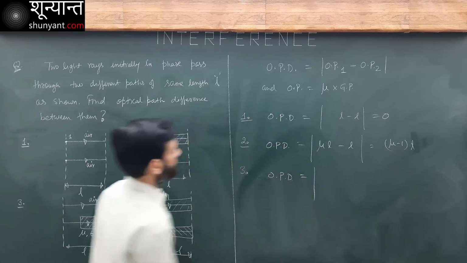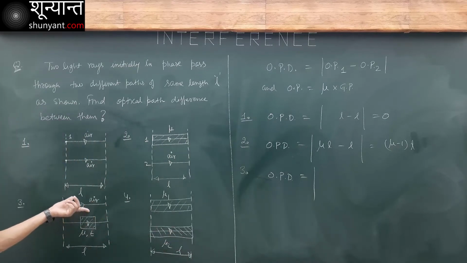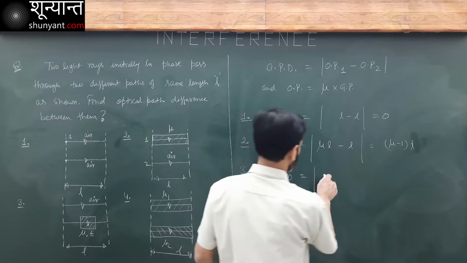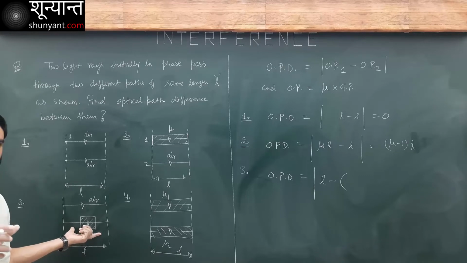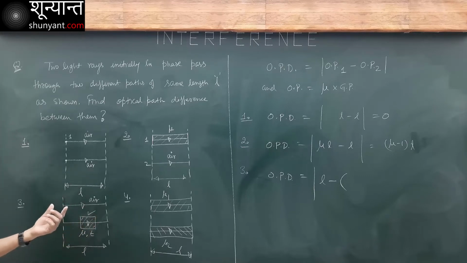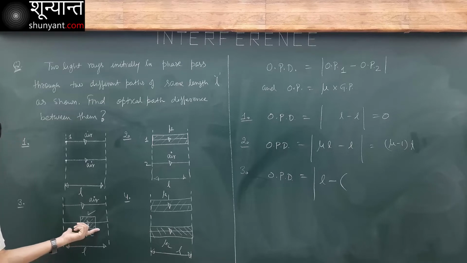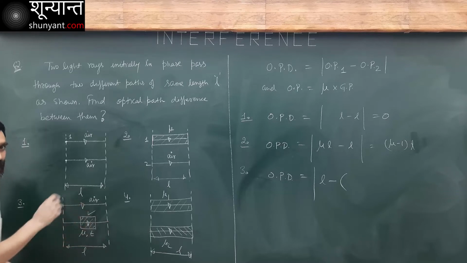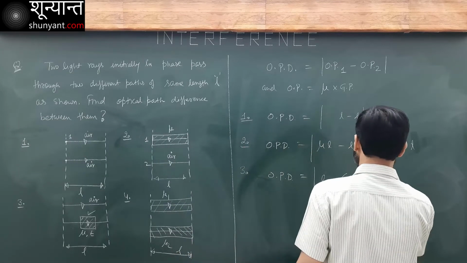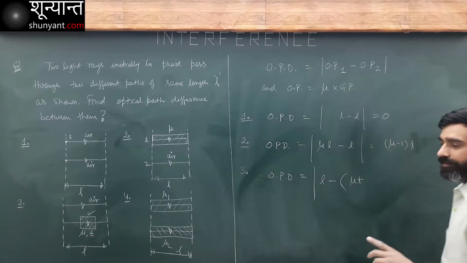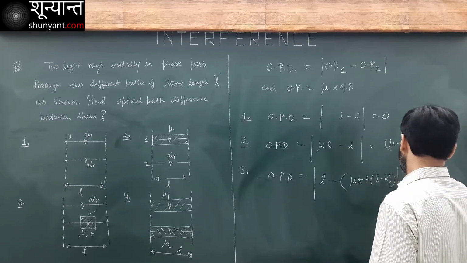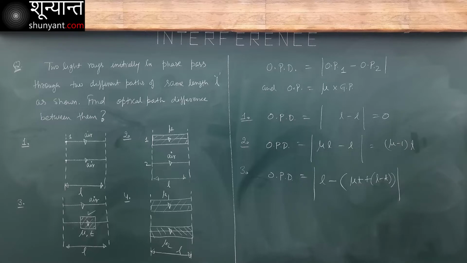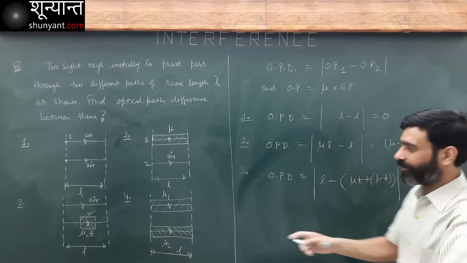OPD is equal to OP1. This is air, so it is equal to L, minus the optical path of the second light ray. It is traveling some distance in air and some distance in the medium. The distance traveled in the medium is t, so the optical path is mu times t, plus the distance traveled in air, the remaining L minus t. This is the total optical path of the second light.